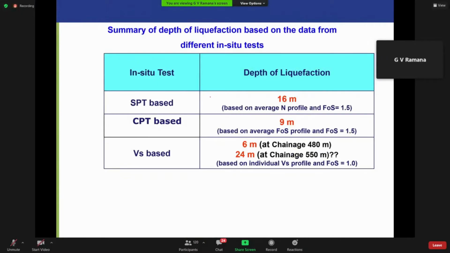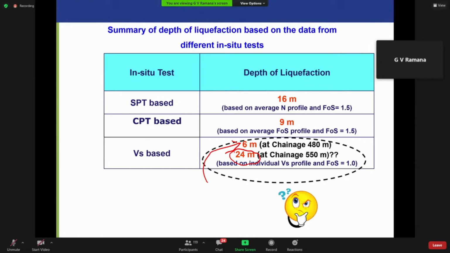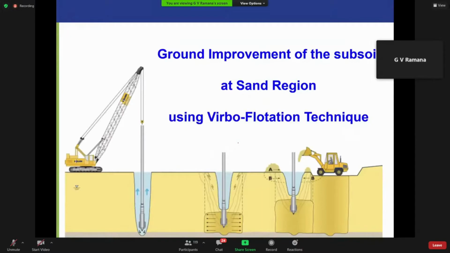But with the shear wave velocity, we got into trouble. At one chainage, we are getting 24 meters, and at the other chainage, it is coming around 6 meters. The 24 meter depth of liquefaction is due to an error in the measurements, that's what I believe, and we disregarded that value. So we recommended a depth of liquefaction of about 15 meters. But contractually, this project has a lot of history, and they said the minimum improvement required is 20 meters.